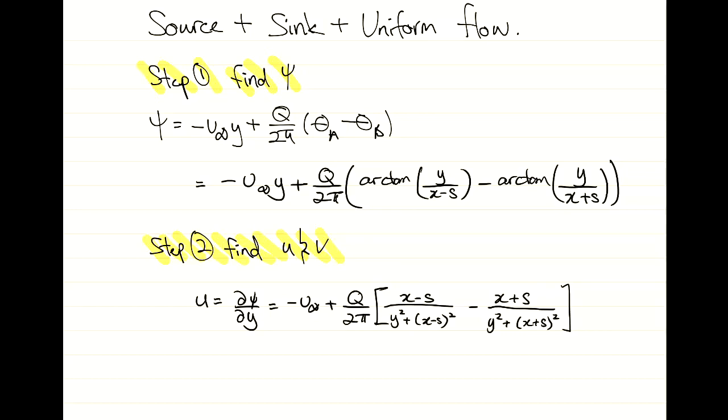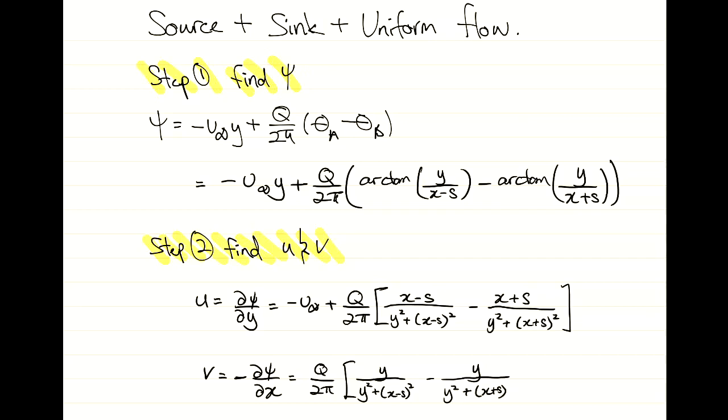Similarly for your velocity v, never forget, it's negative del psi del x. So I'll end up with Q over 2 pi, y over y squared plus x minus s squared, minus y over y squared plus x plus s squared.